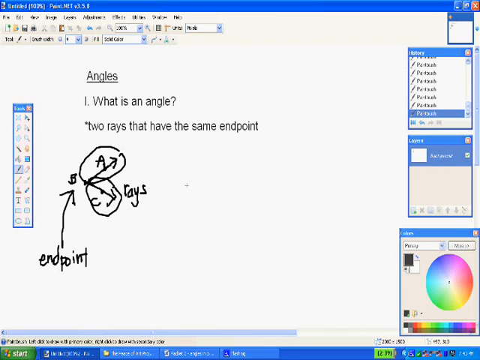Another way we name the parts of an angle is this. Oftentimes we'll call this endpoint the vertex, and we'll call the rays the sides, like side AB or side BC, for example.